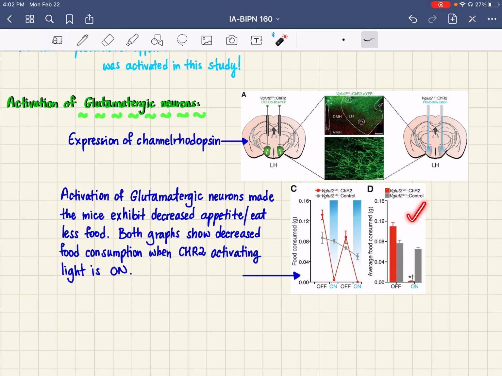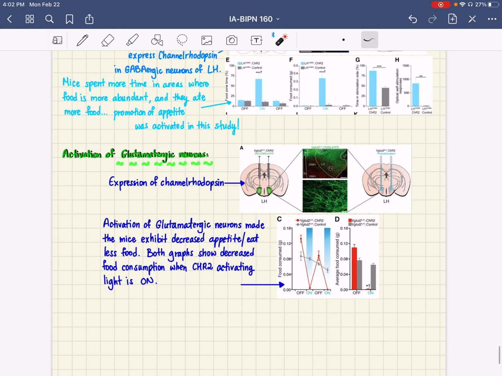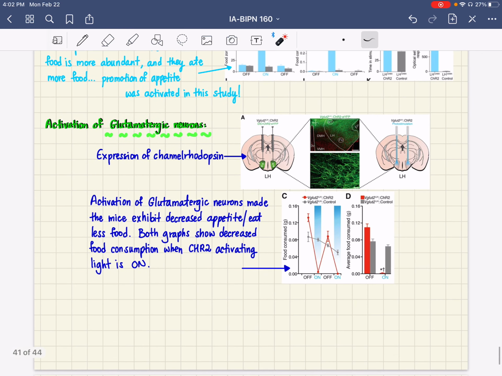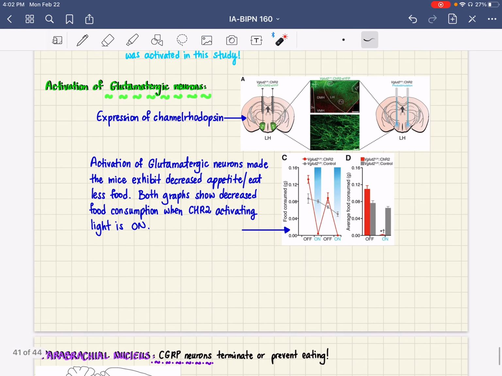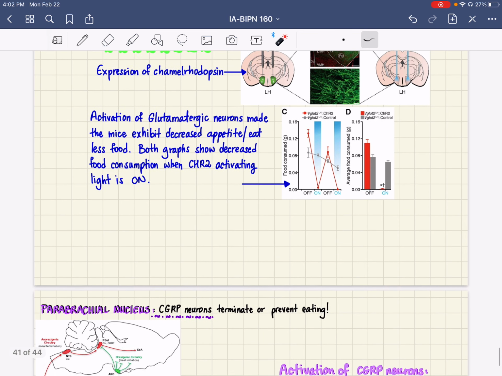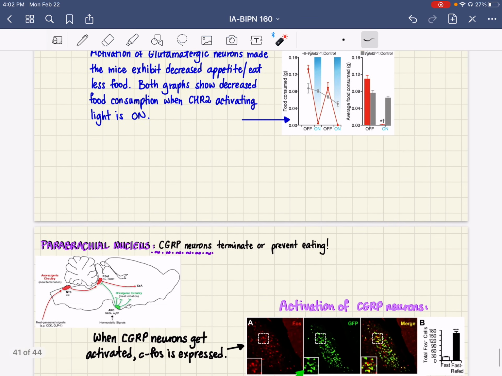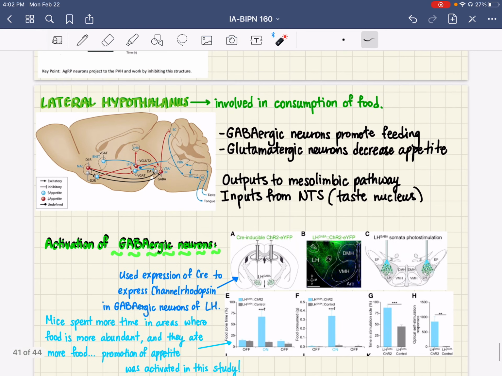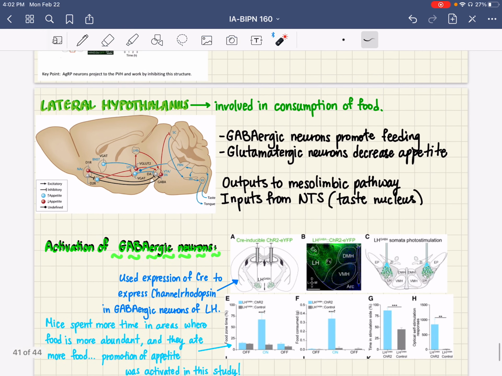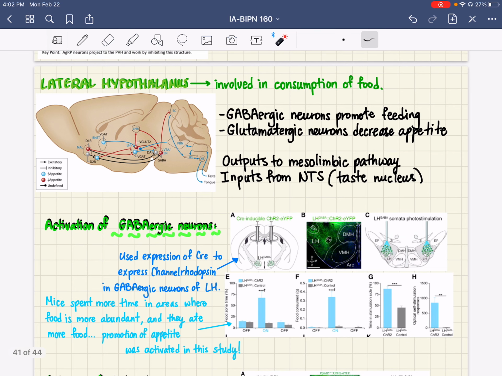So even in this graph over here, if we turn on the light that activates channelrhodopsin, see how the average food consumption is so drastically low over here, you can't even see it. So once again, if we activate the neurons that decrease appetite, then the mice will no longer eat the same way they did. Okay, so that's all on the lateral hypothalamus and how it is involved in consumption of food.